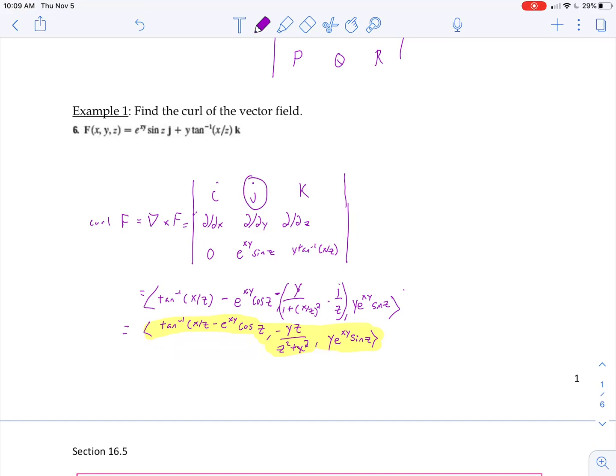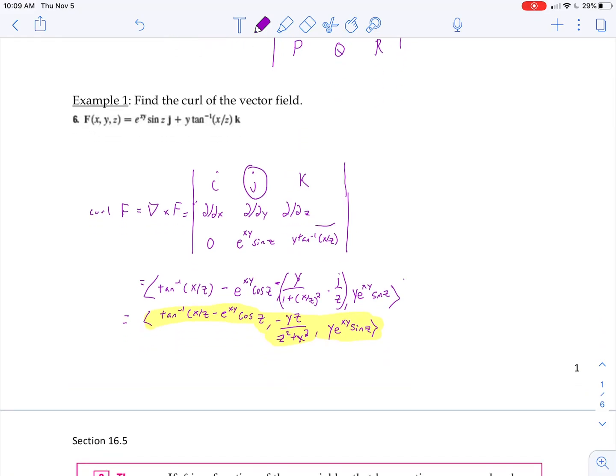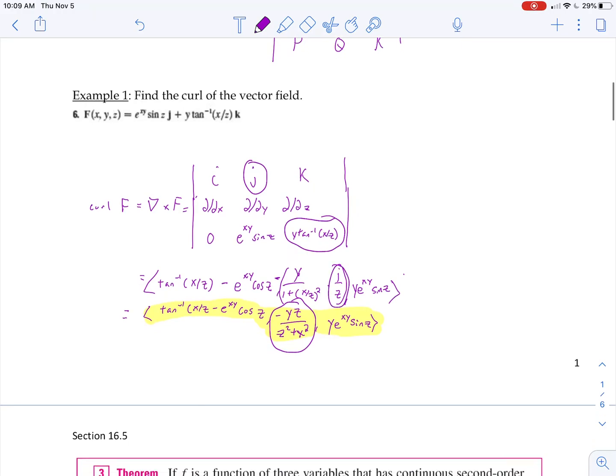Second part, again, we're finding j, so we're taking the cross. I put a negative in front because I'm doing it using the determinant method. The derivative of this function with respect to x is just going to be y times 1 over 1 plus (x over z) squared, times 1 over z. It's going to reduce to this form because instead of making it 1 over z, I'm going to say that's z over z squared. Multiplying it by that, I'm not changing the actual value, just the way it looks, so I can have a nice clean answer right there.